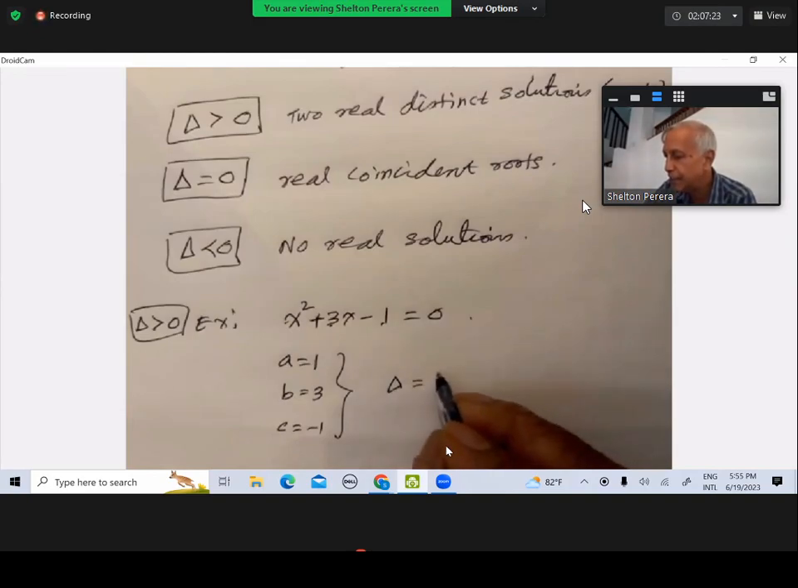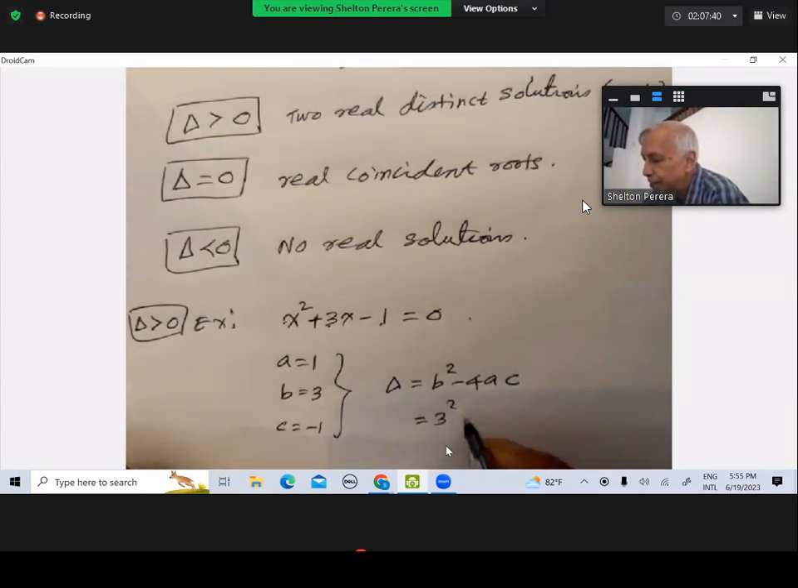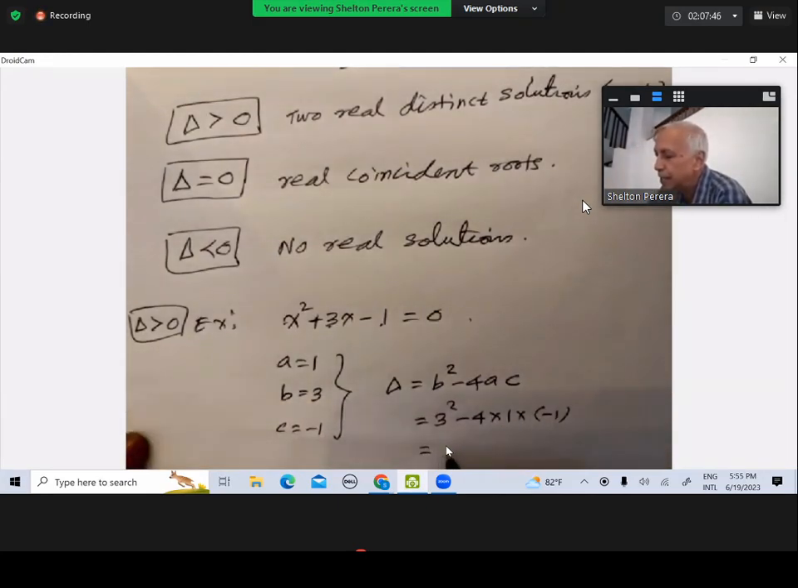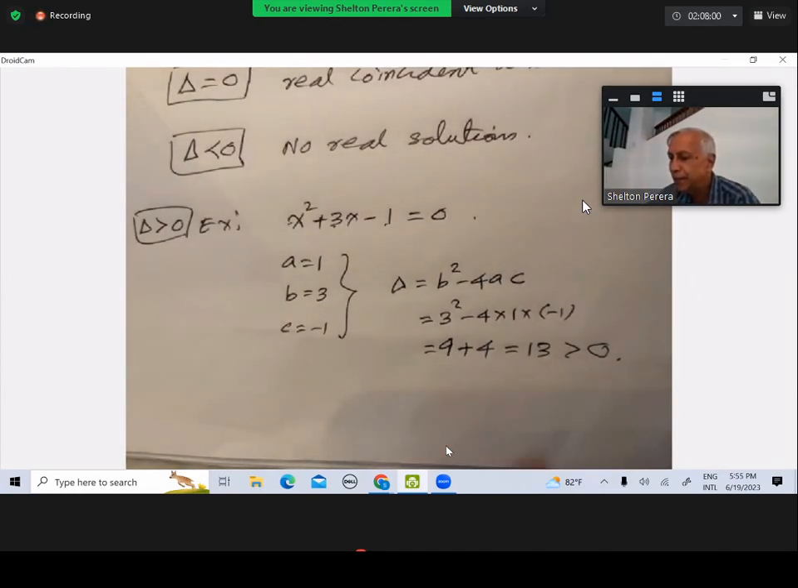Now, delta equals b squared minus 4ac. What was inside the square root in the quadratic formula? That is b squared minus 4ac, so 3 squared minus 4 times a, which is 1, times c, which is minus 1. You get 9 plus 4, that is equal to 13. Delta is 13, greater than 0. Therefore, there must be two real distinct solutions.